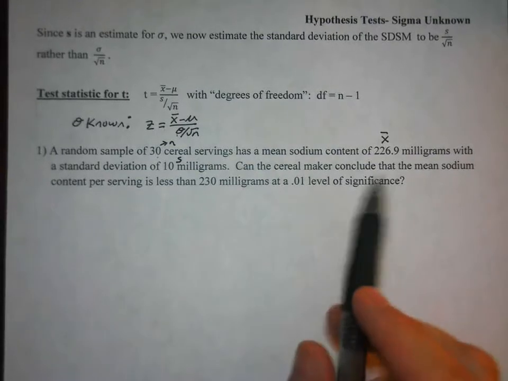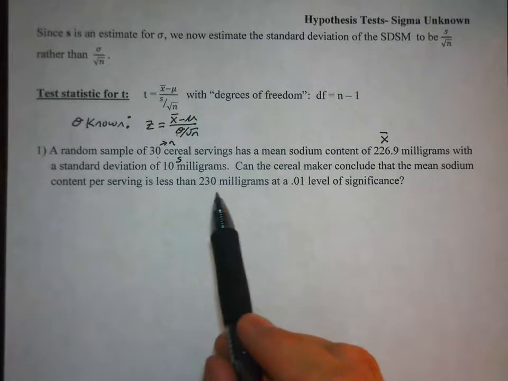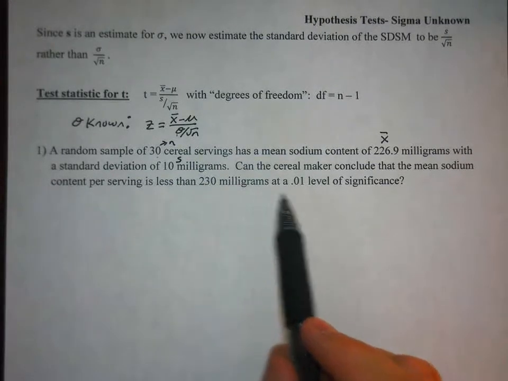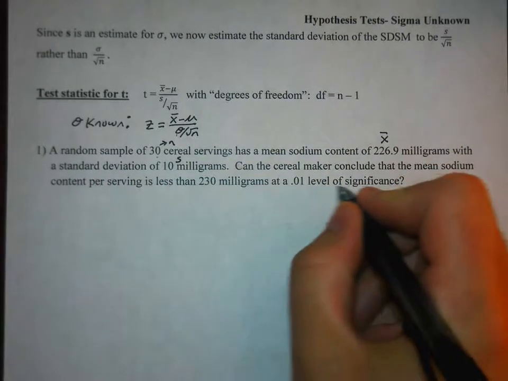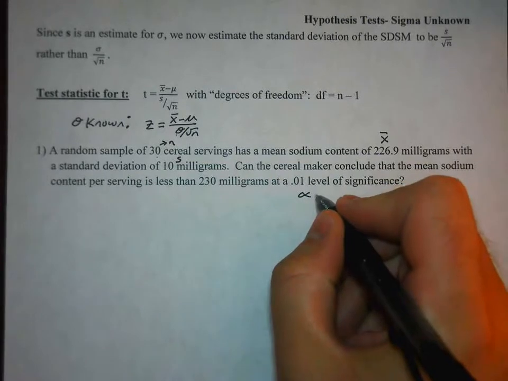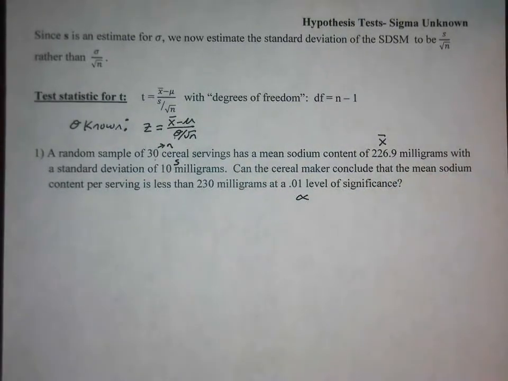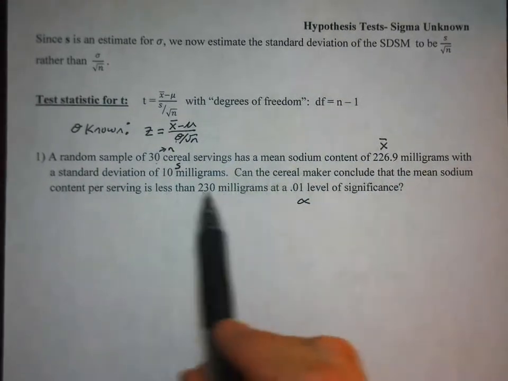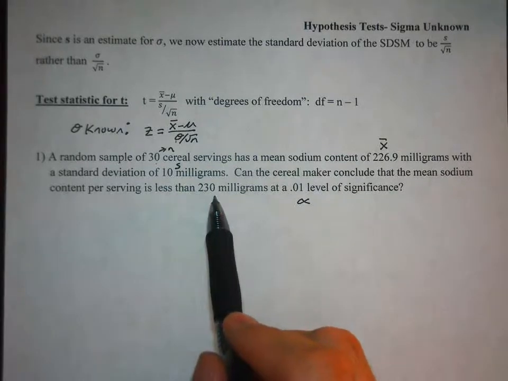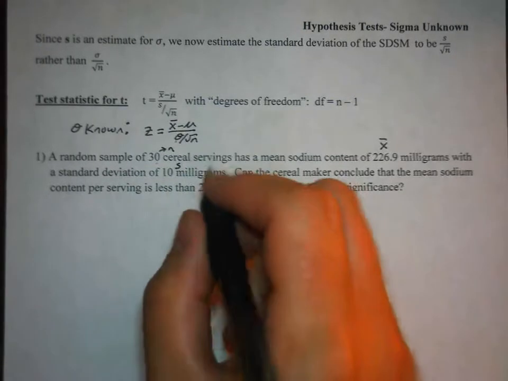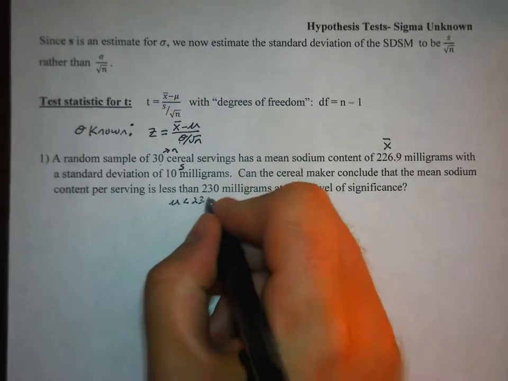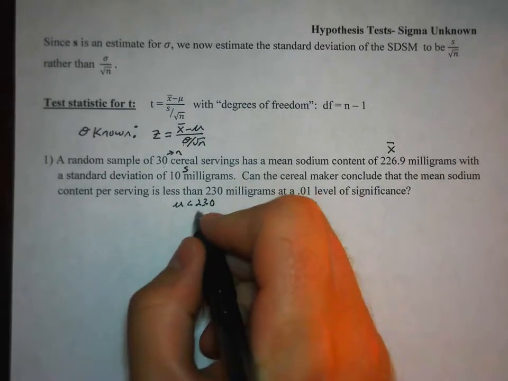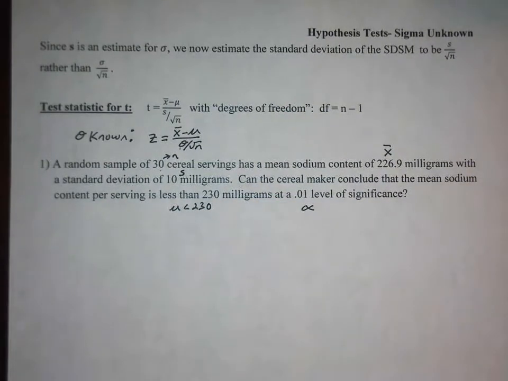Can the cereal maker conclude that the mean sodium content per serving is less than 230 milligrams at a 0.01 level of significance? That level of significance is your alpha value. And it asks, can you conclude that the mean content per serving is less than 230? So they're trying to claim that the mean, mu, is less than 230 milligrams. That allows you to set up your hypotheses.